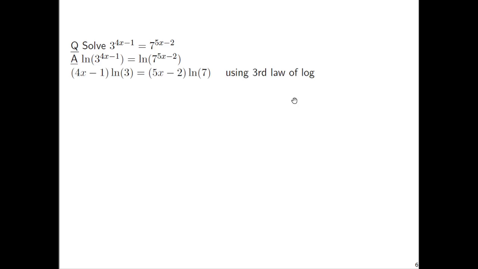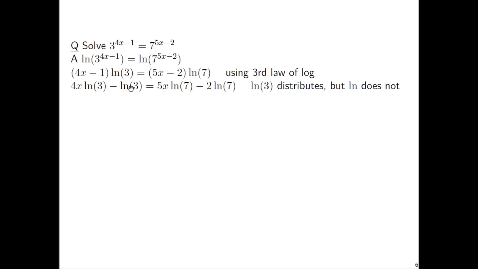Why is applying a logarithm of the same base to both sides helpful? Well, because we can use a law of logarithms. So using the third law of logarithms, we have 4x minus 1 times ln of 3. Now, because 4x minus 1 consists of two terms, we need to write this in parentheses. If you didn't write the parentheses, this would mean something else. Same deal on the right side: the quantity 5x minus 2 close parentheses times ln of 7.